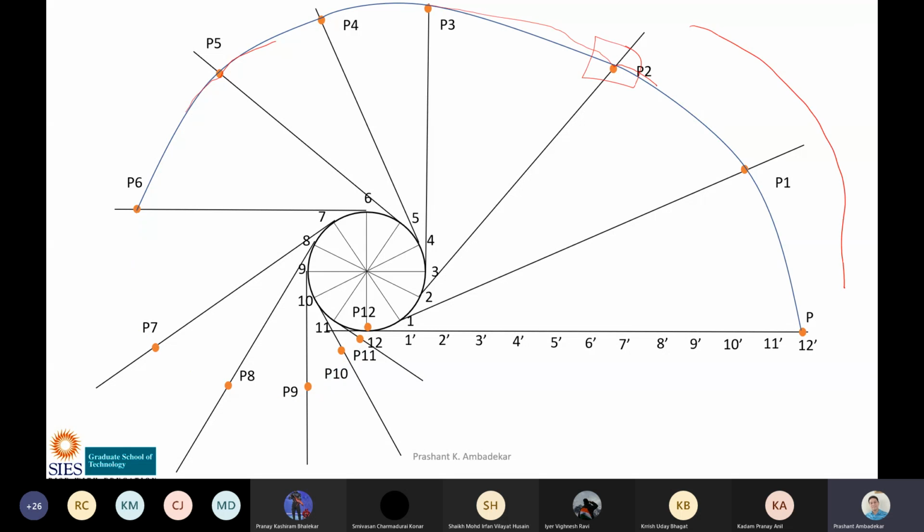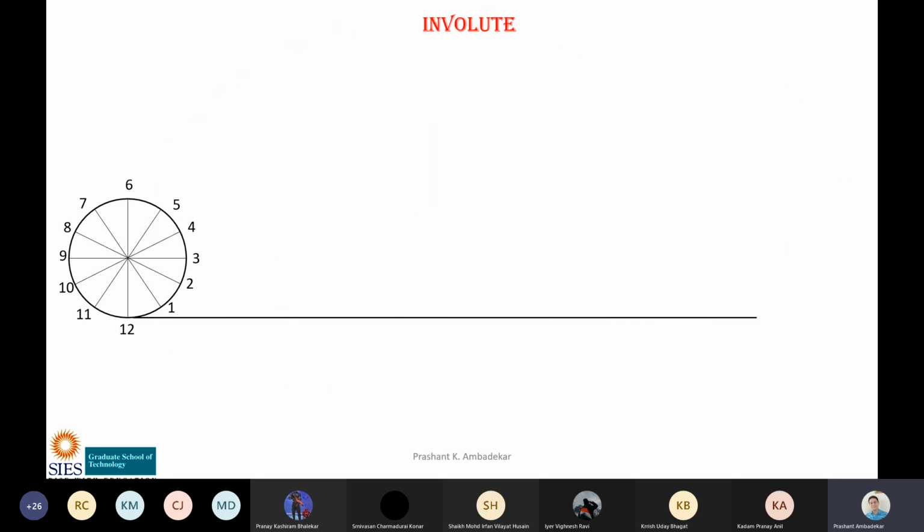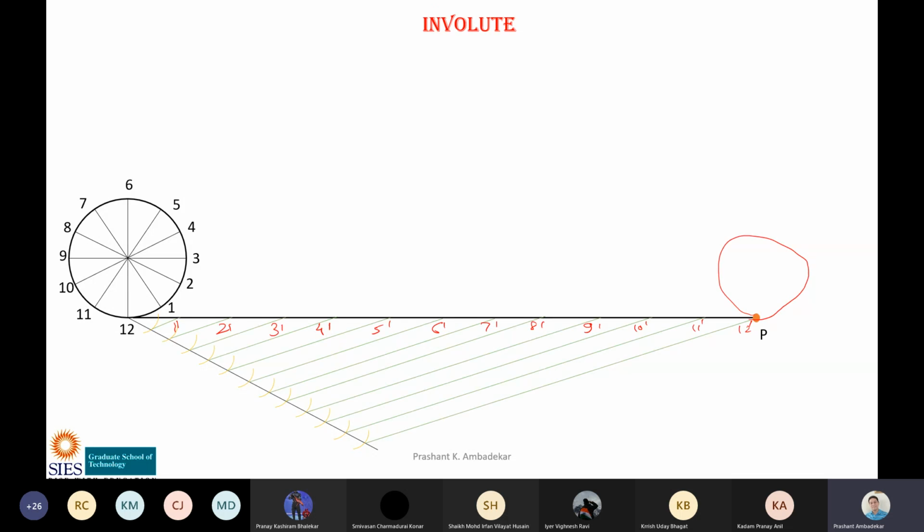So once again I will go through this involute. For involute we will draw a circle and then draw a horizontal line. The point is at the end of the line. We will divide the line into 12 equal parts and number the points on the line as 1 dash to 12 dash. Now point P is here. And this circle is rolling on the straight line.